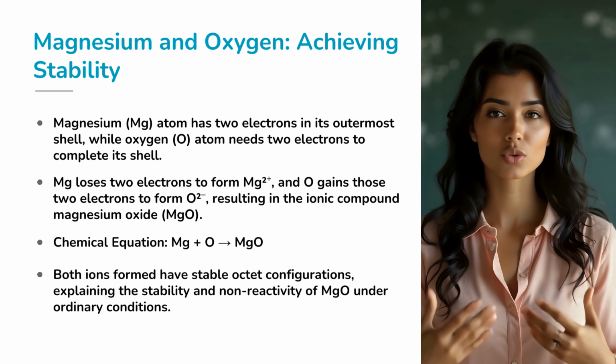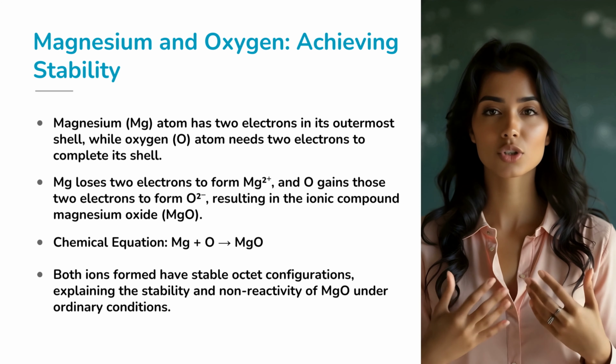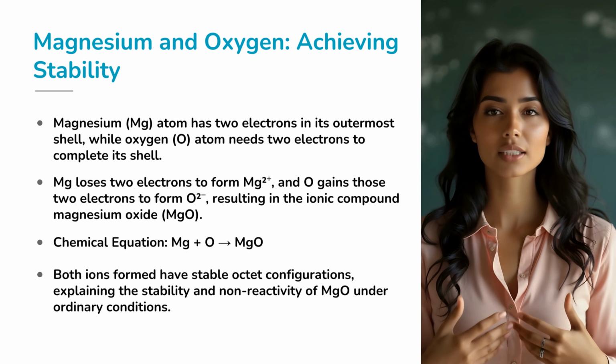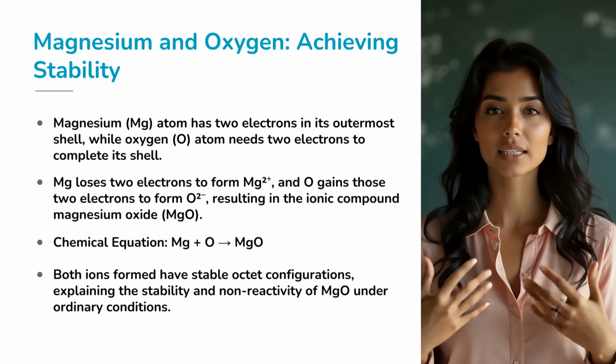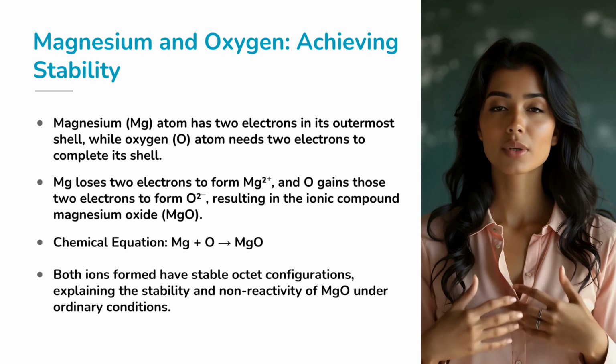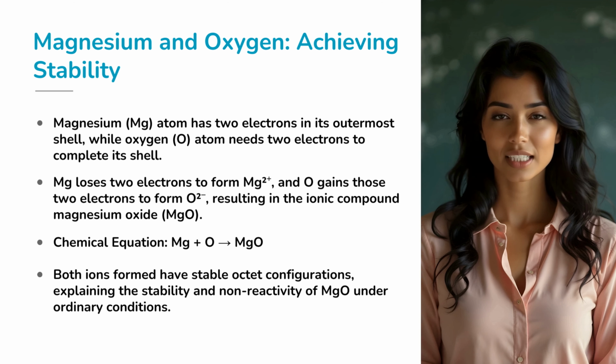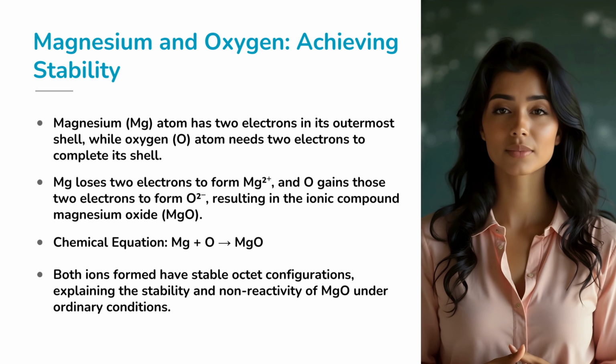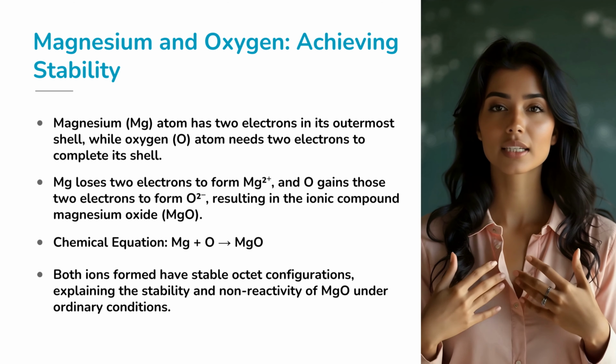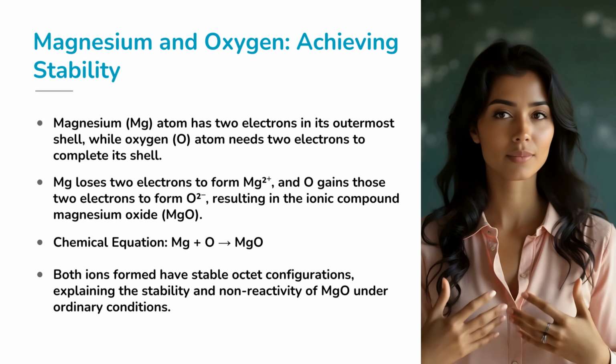So the reaction goes Mg plus O gives MgO, that is, magnesium plus oxygen yields magnesium oxide. Both ions formed, Mg2+ and O2-, are now stable as they each have full outer shells. This is why magnesium oxide is so unreactive once formed.